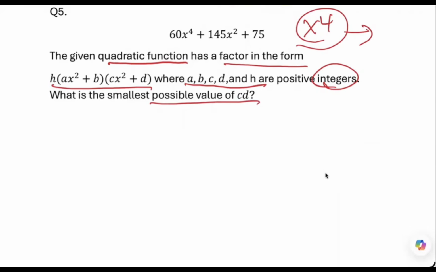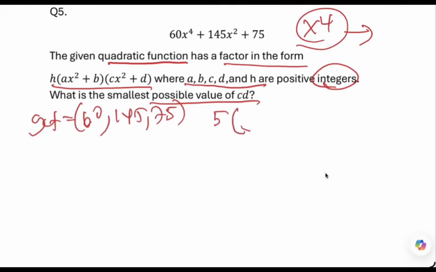So what you do is you can put this in Desmos, especially for the factorization. I usually put GCF, greatest common factor, for 60, 145, and 75. Desmos most likely will give you 5. 5 would basically simplify this. So we're going to use 5. 5 simplifies this, and this will get 12 s to the power 4, 29 s squared plus 15. And so this is what you're left with.